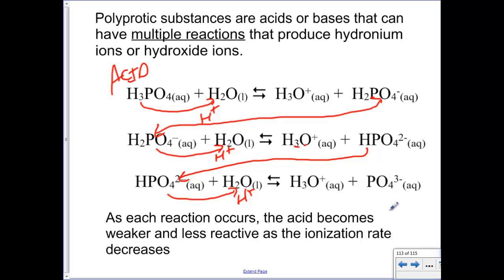Is PO4 3 minus a thing? Yes, it is. Why can't it react anymore? Why are we done? It's out of hydrogens. Basically, the idea is if it's like H3 something, or H2 something, or H1 something, sometimes it can react multiple times even. So the two top ones are acid, and what is the bottom one?